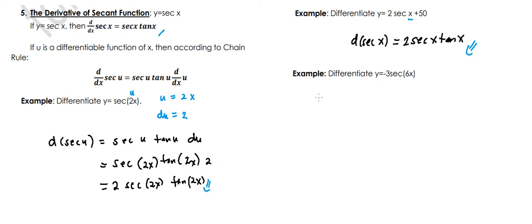Another example, we have differentiate y equals negative 3 secant 6x. Alright. So, here, we can identify this 6x as our u. Okay, so our u is 6x and the derivative of 6x is 6. Alright, then let's go back to our formula. We have the derivative of secant u is equal to secant u tangent u du.